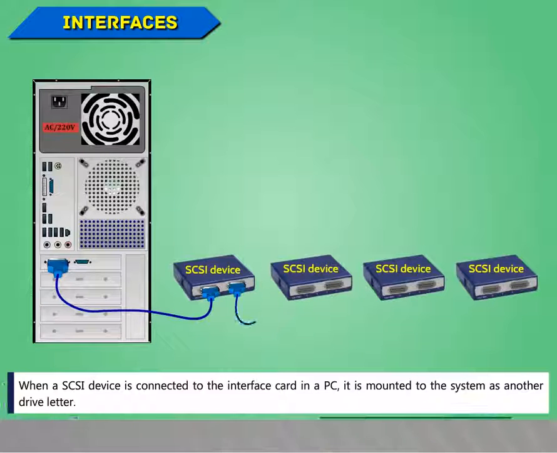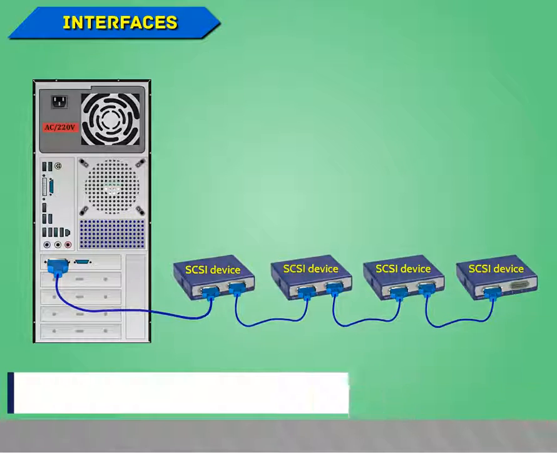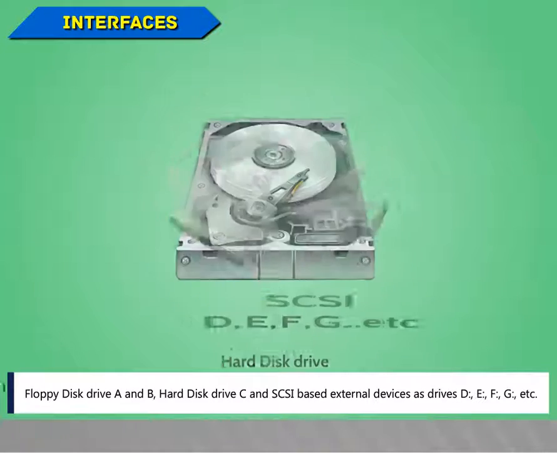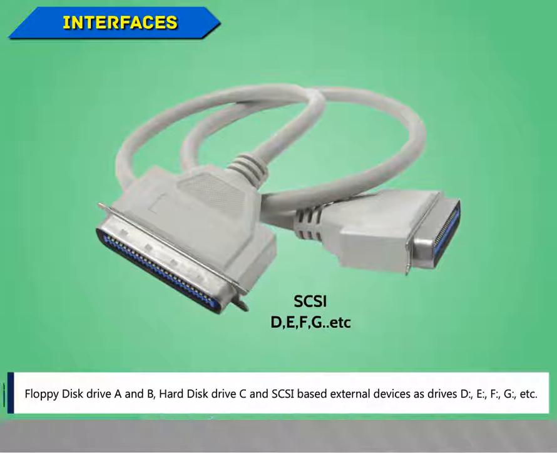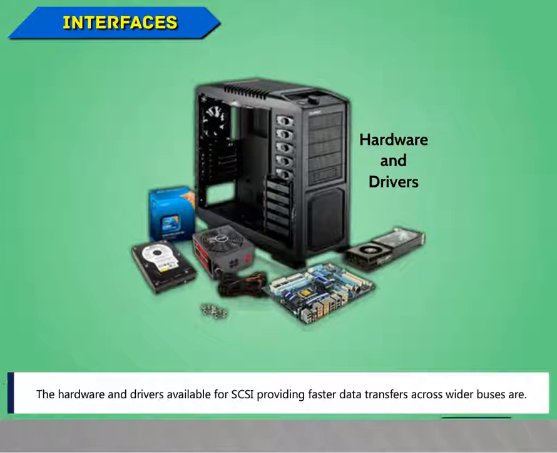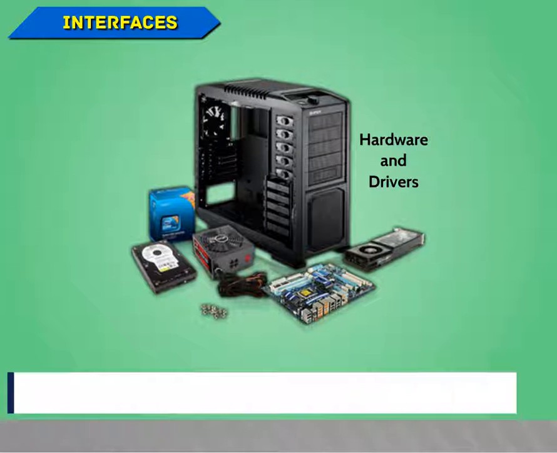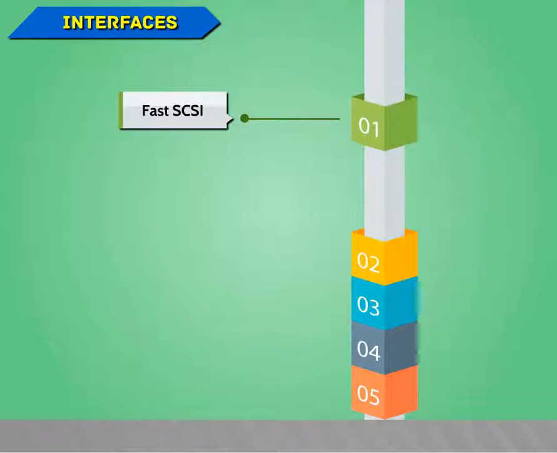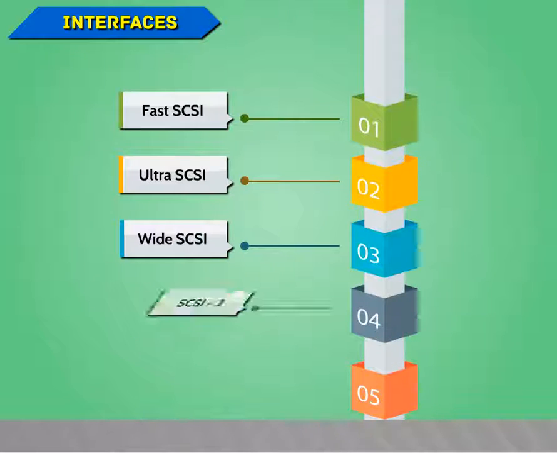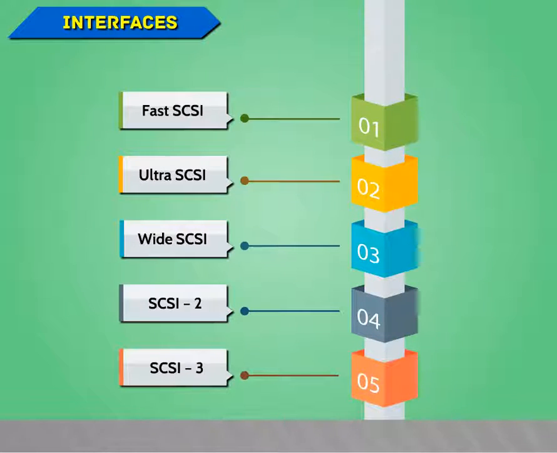When a SCSI device is connected to the interface card in a PC, it is mounted to the system as another drive letter: floppy disk drives A and B, hard disk drive C, and SCSI based external devices as drives D, E, F, G, etc. The hardware and drivers available for SCSI providing faster data transfer across wider buses are Fast SCSI, Ultra SCSI, Wide SCSI, SCSI 2, SCSI 3.